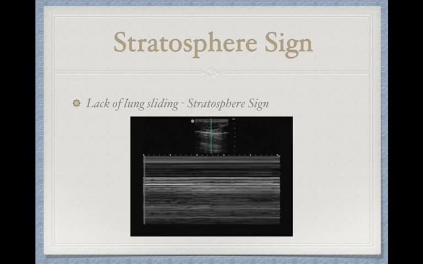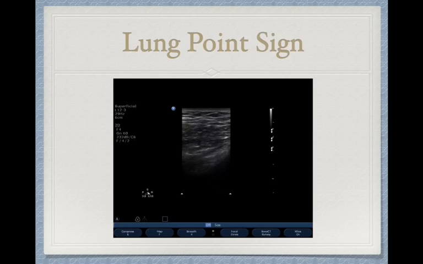Now, if there's no lung sliding, you're going to get this pattern. It's called a stratosphere sign. Some people call it barcode, but you can see there's an absence of that sliding down in this field. So no seashore. You've just got your stagnant stratosphere sign.